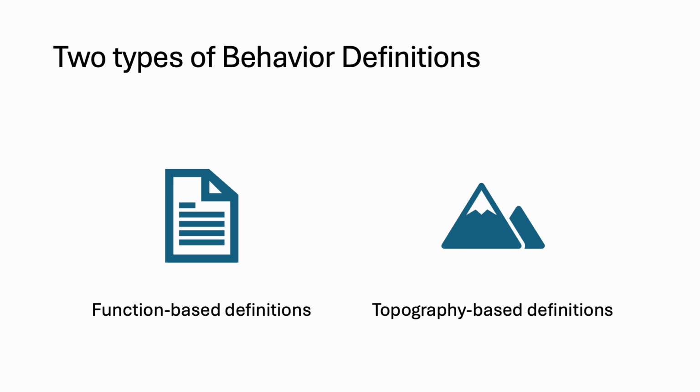Now that you've gotten a general sense for the different components to include in a behavioral definition, I want to review the 2 types of behavioral definitions that exist. In behavior analysis, we have function-based definitions and topography-based definitions. Topography-based definitions focus on the form of the behavior, or define the behavior in terms of what it looks like, whereas function-based definitions define behaviors in terms of the behavior's effect that's produced in the environment.